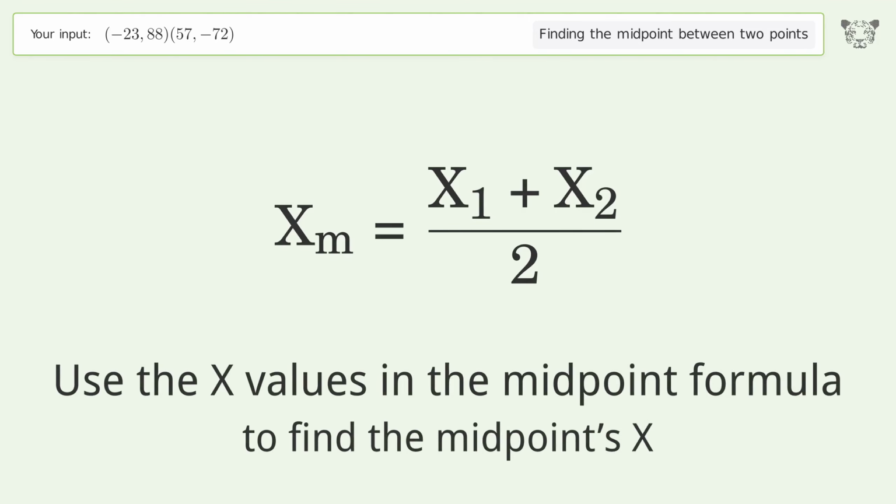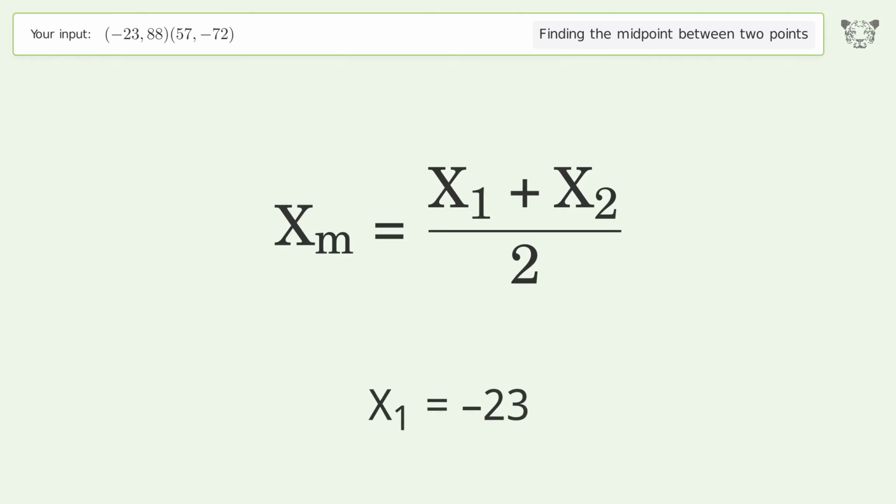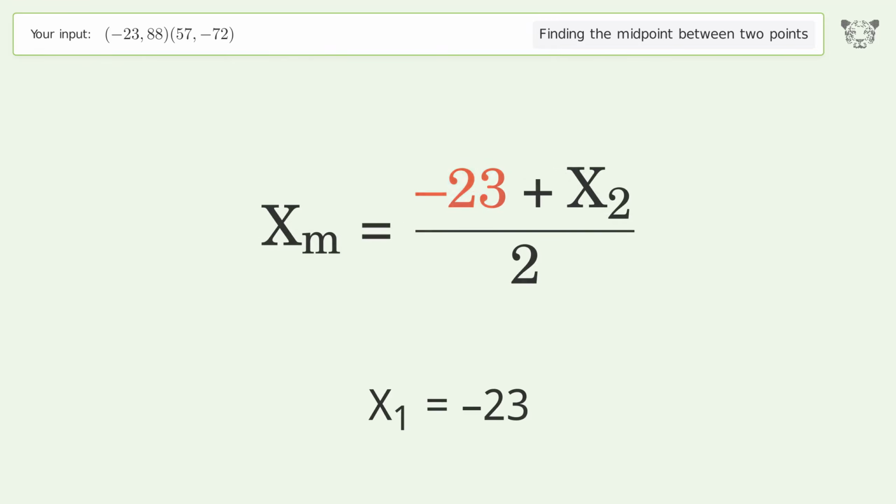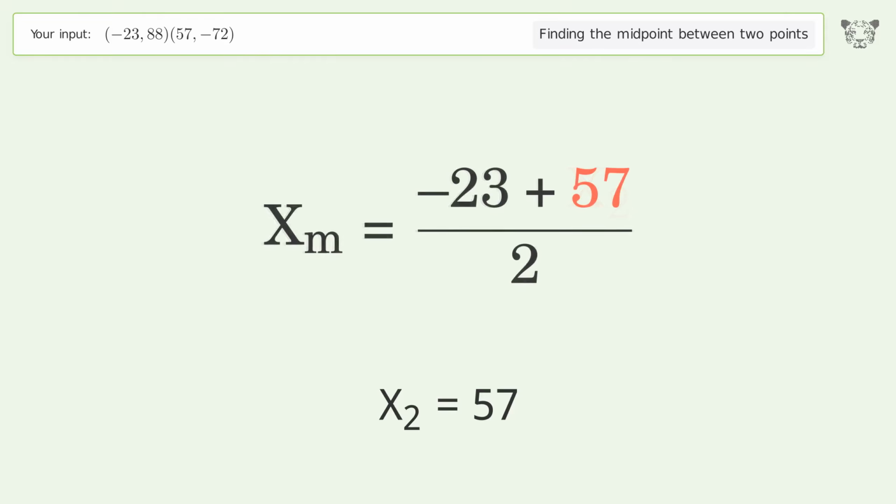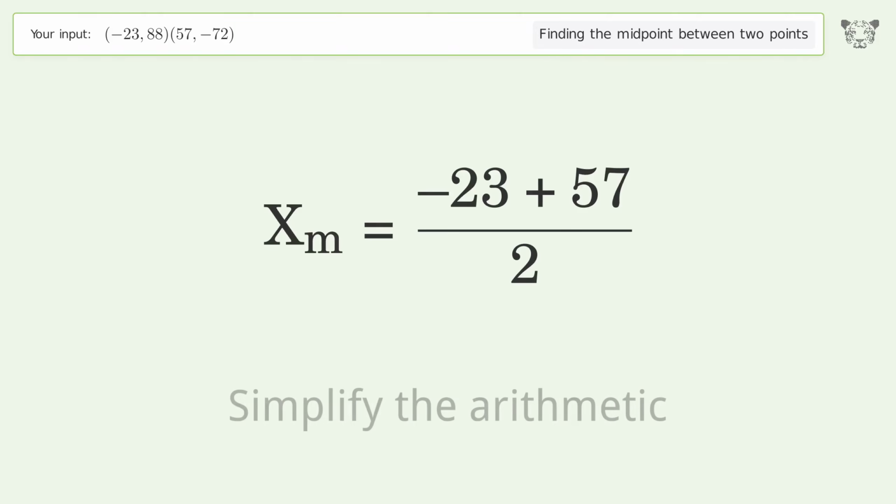Use the x values in the midpoint formula to find the midpoints x. x1 equals -23. x2 equals 57. Simplify the arithmetic.